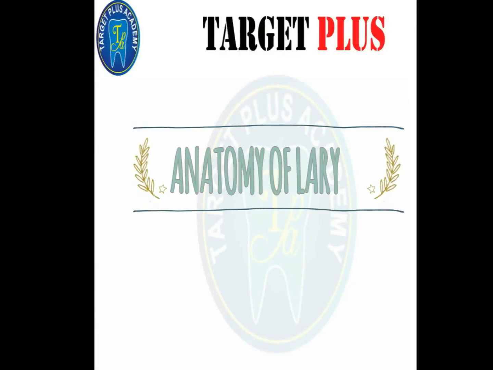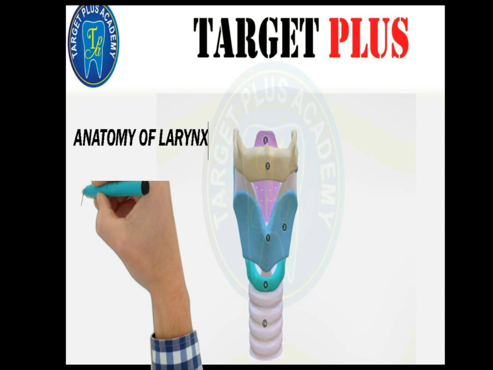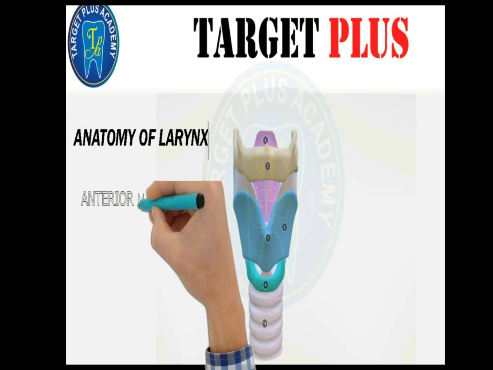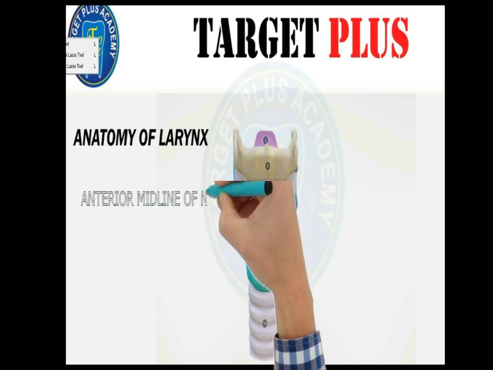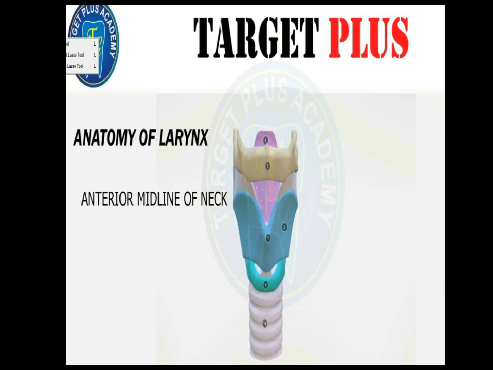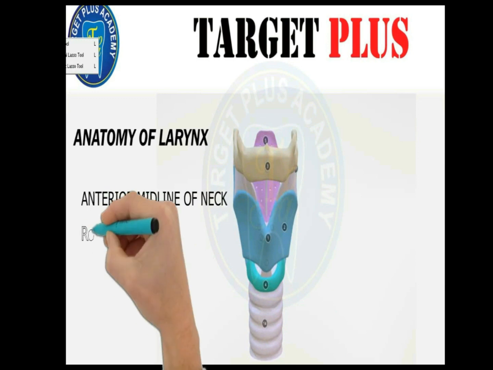Now next we are going to discuss is the larynx. The larynx lies in the anterior midline of the neck. It extends from the root of the tongue to the trachea. So you can clearly see the extension is from the root of the tongue to the trachea.